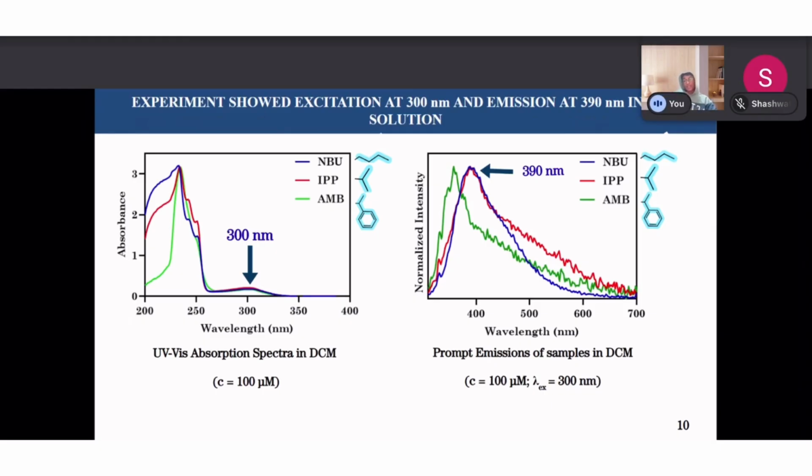Then we ran the fluorescence, or the prompt emission, analysis of our samples in dichloromethane using the photoluminescence spectrometer, where we found that both N-butyl and the isopropyl substitution have the maximum fluorescence peak at 390 nanometers, but we see a slight blue shift in the alpha-methyl benzyl substitution, which shows its maximum intensity peak at 360 nanometers.